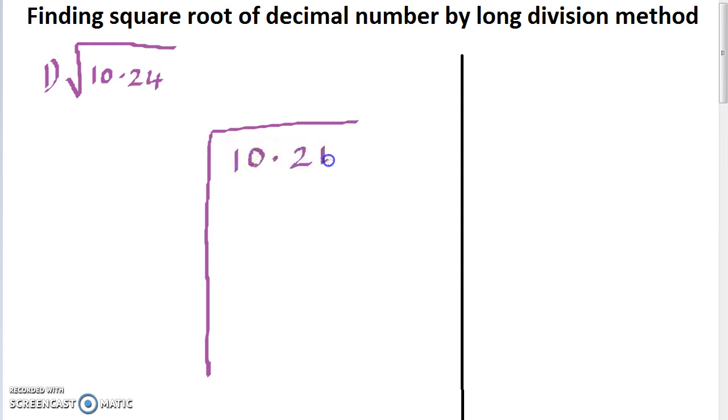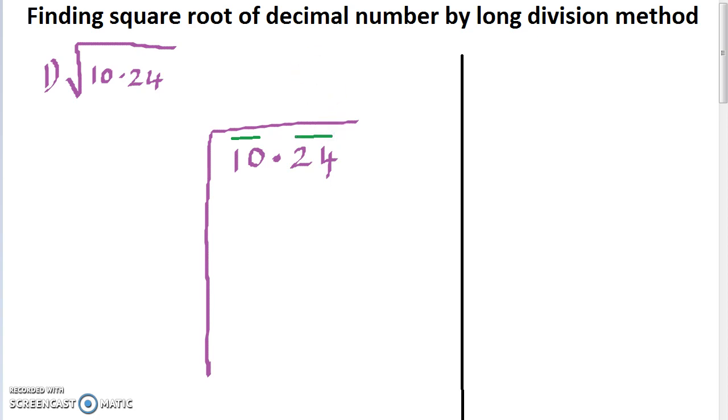Next, we need to pair. Since there is a decimal place, the pairing is done differently. For the whole number part, it's from right to left, and for the decimal part, it's from left to right. What do I mean by that? That means if I'm going to take the pairing of the whole number part, I start from the ones place to the tens place. And if I pair for the decimal part, I start from 1/10 to 100th.